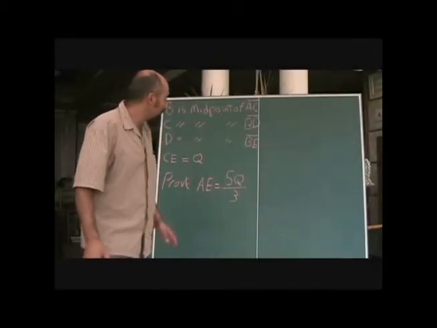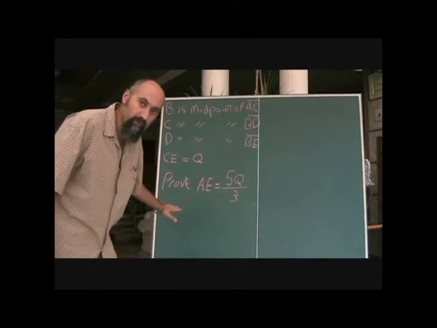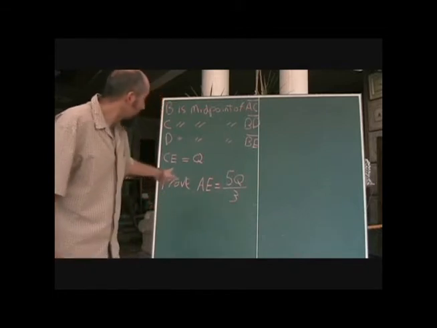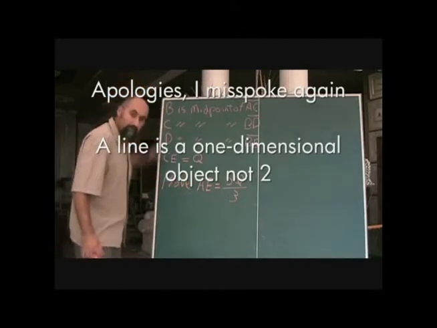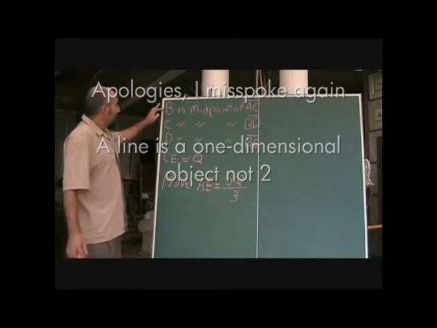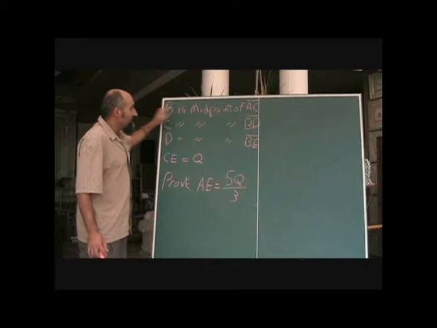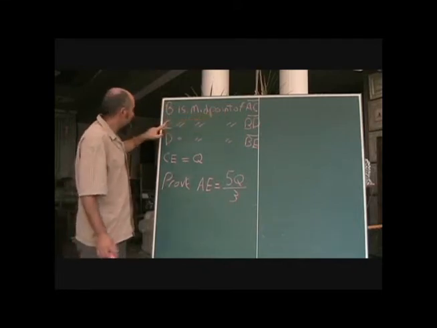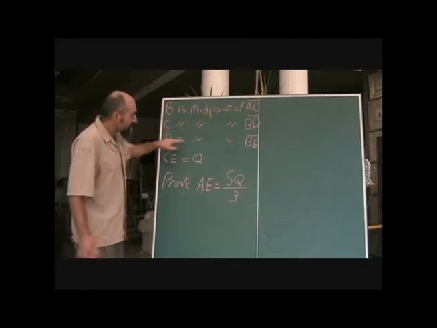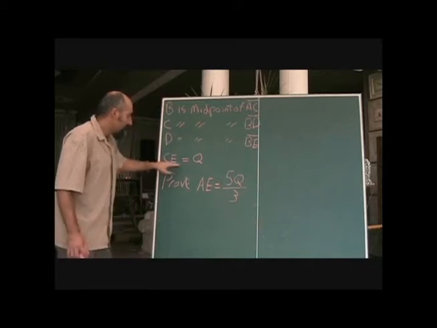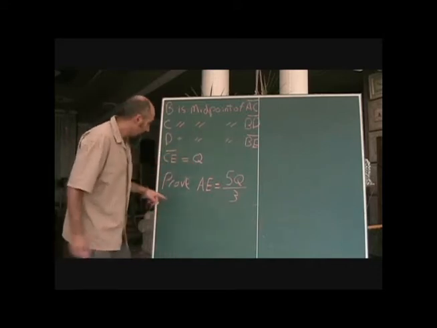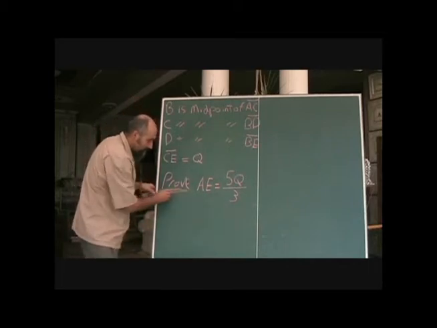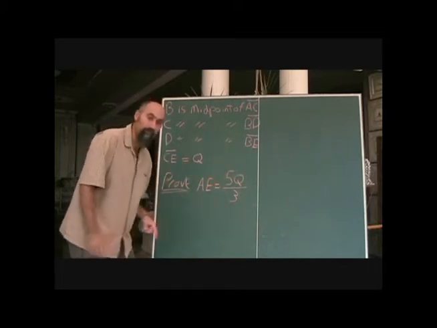Now we're going to talk about straight up proofs when it comes to geometry, and we're specifically dealing with two-dimensional geometry. Okay. Now this is the problem laid out in point form. The first thing they're giving you is B is the midpoint of AC, C is the midpoint of BD, D is the midpoint of AE, the length CE is given as Q, and they want us to prove that AE is equal to 5Q over 3.